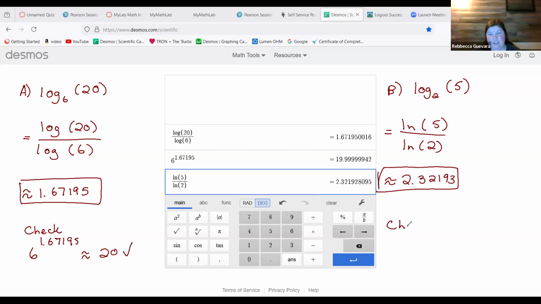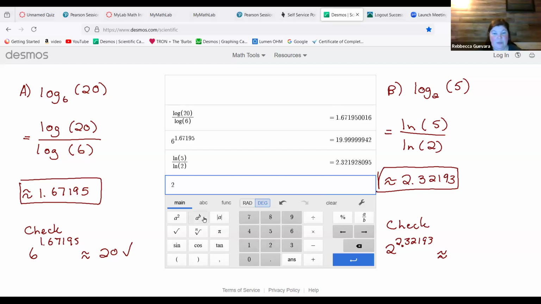And just to check to make sure that I did this correctly, I'm going to take my base 2 and raise it to that power of 2.32193. If I was correct, I should get pretty close to 5. So 2 to the power of 2.32193, you see we got 5.0000000006603. So we're really close. So yes, this worked out as well.